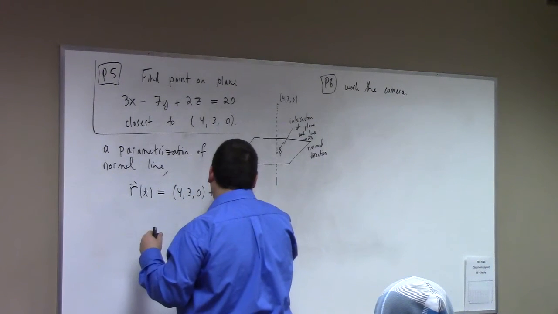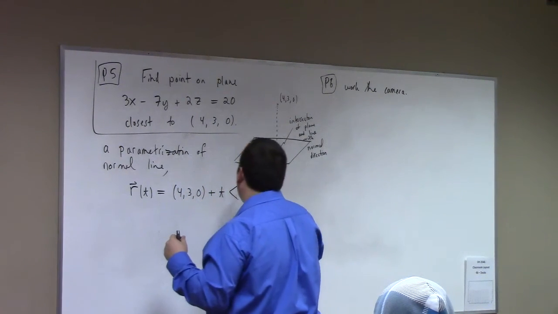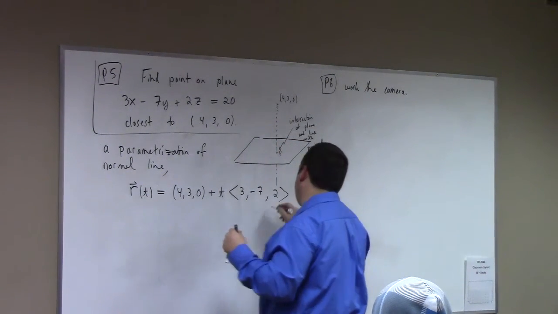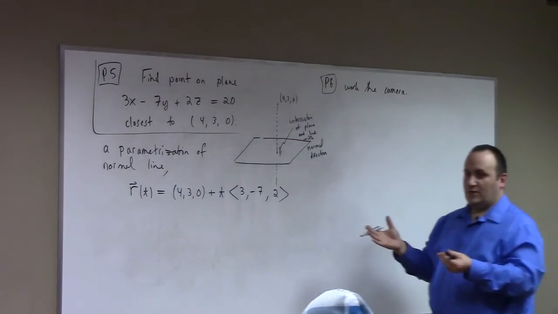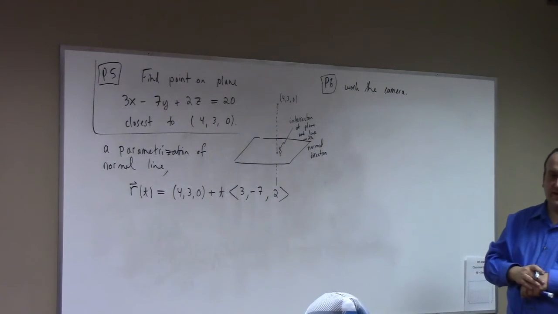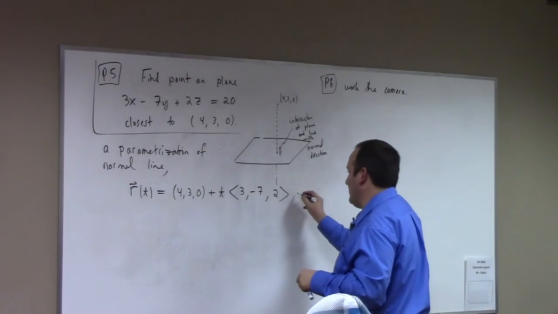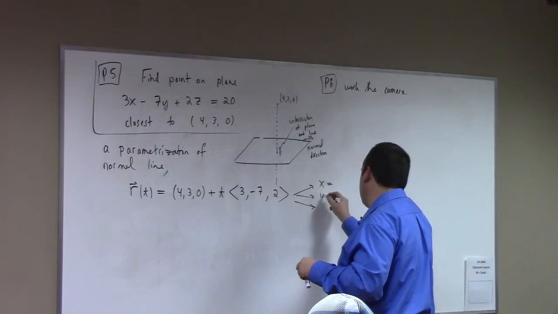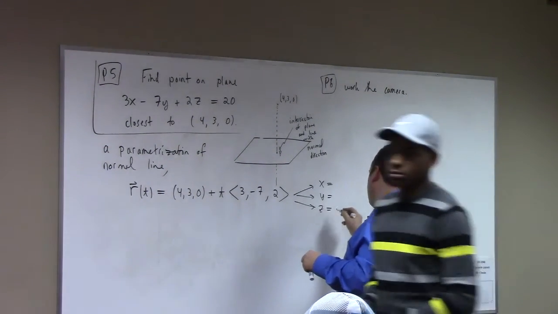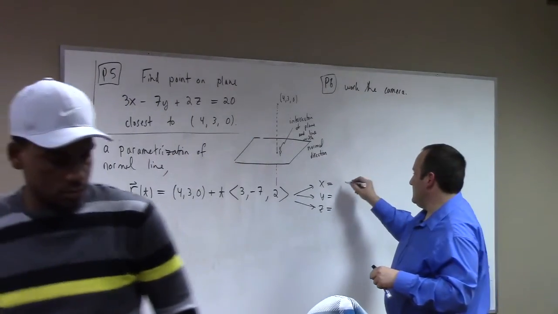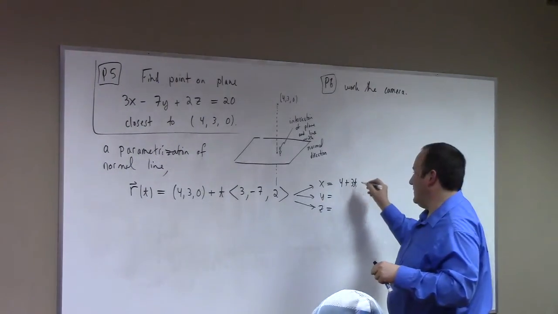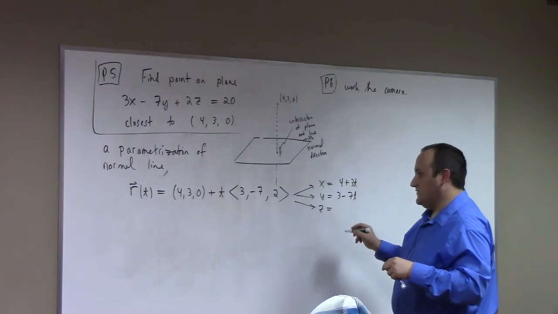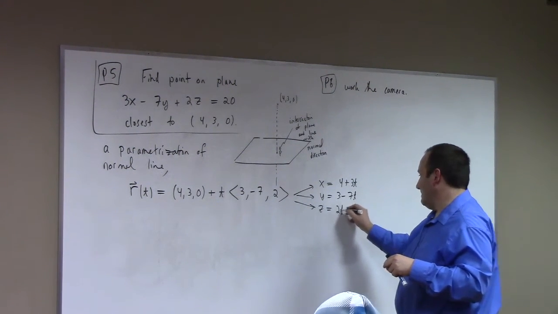So plus t, what's my normal? 3, minus 7, 2. So that's the normal line. I'm looking for the point of intersection of that normal line, right? So this is actually x equals what, y equals what? What are the parametric equations? X equals 4 plus 3t, y equals 3 minus 7t, z is just 2t.